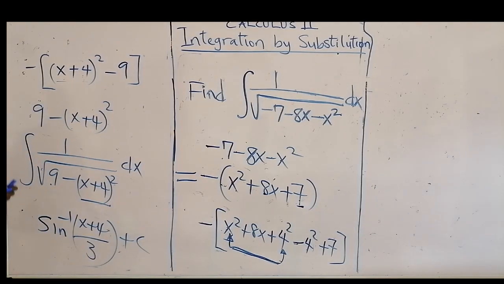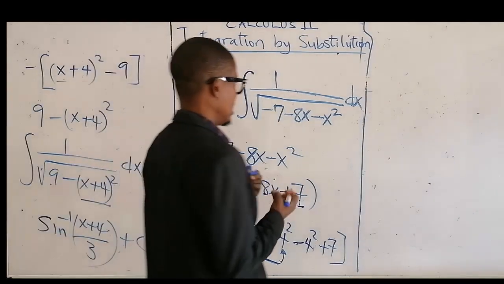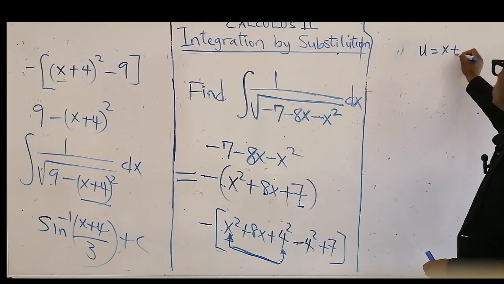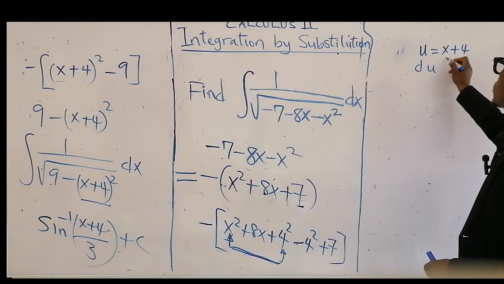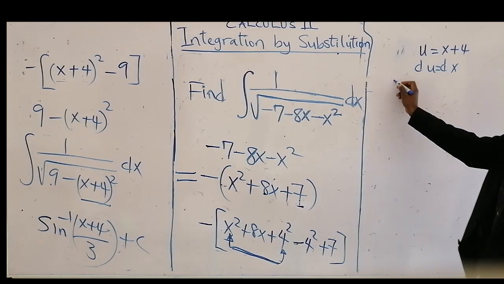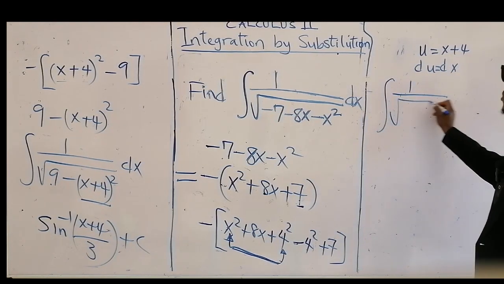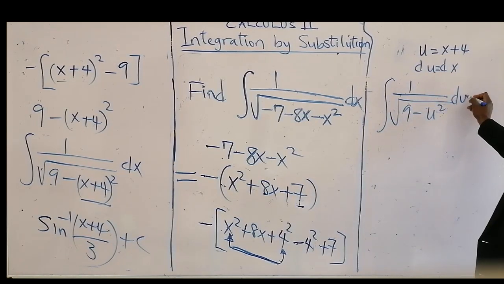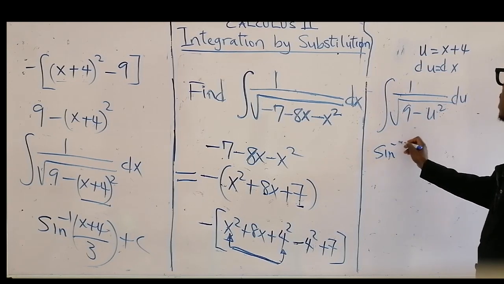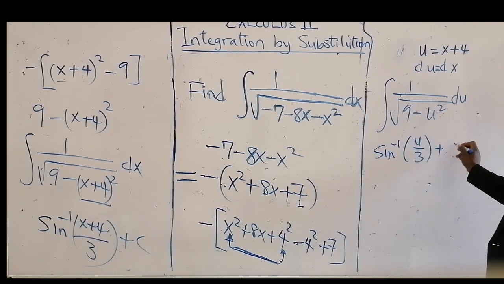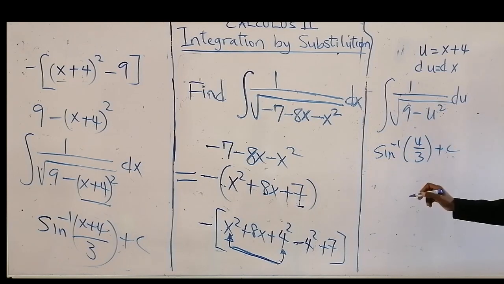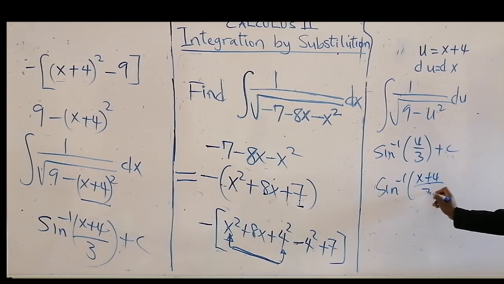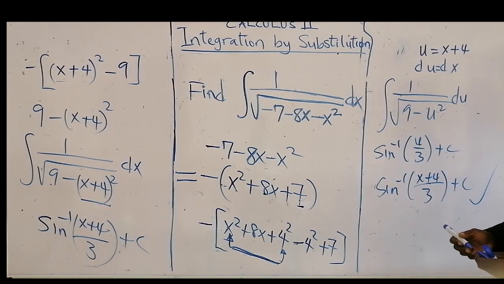If you want to do it another way, you can also do a little u-substitution. Call this x plus 4 your u, and that will be du is equal to dx. So we now have 1 over square root of 9 minus u squared du. And that will give you arc sine of u over 3 plus c. And for the final answer, we turn this u back, and that will be equal to arc sine of x plus 4 over 3 plus c. And that's that for this question.